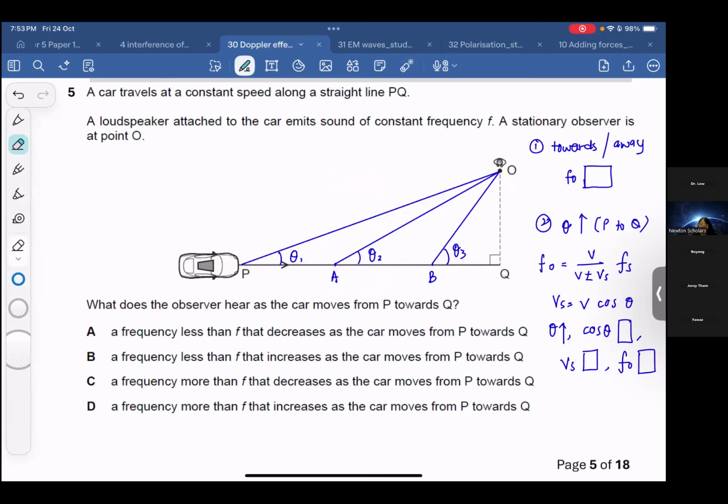Okay, so for the Vs that we get, you have to think. When the angle keeps on increasing, because we are moving from P to Q, your angle increases. What happens to your cos delta? Then what happens to your Vs? What happens to your observed frequency? Number 5, any of you give me the answer?